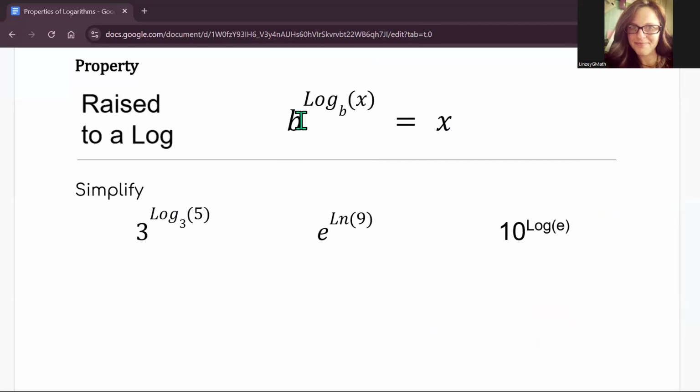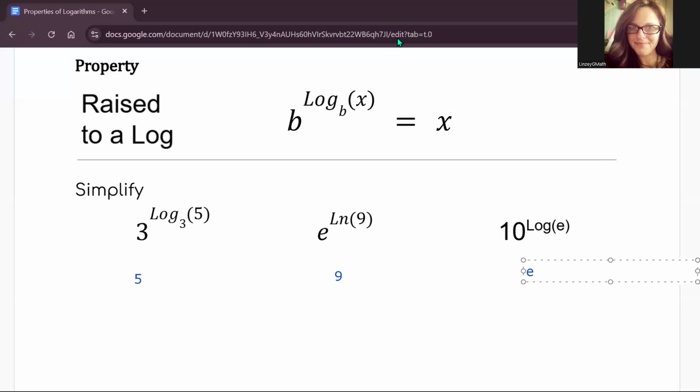Raised to a log. Base b raised to the power of log base b of x is x. Now let's take a look and simplify. 3 raised to the power of log base 3 of 5 is equal to 5. e raised to the natural log of 9 is equal to 9. And 10 raised to the log of e is just e.